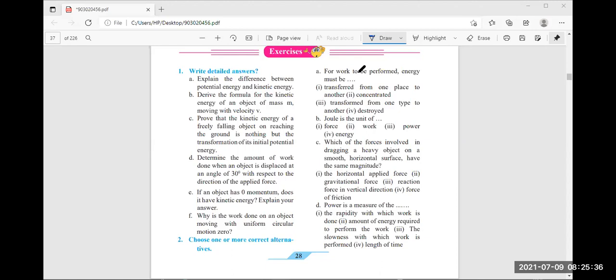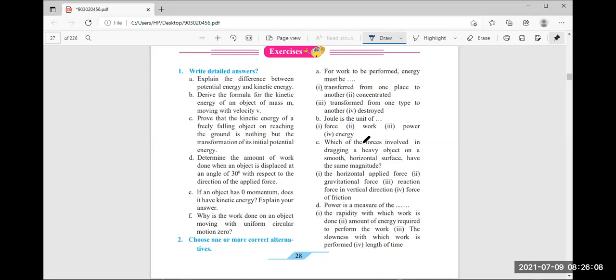Concentrated will not be the answer. Transform from one type to another: we are speaking about work done, so we can't write this answer. When we speak about the law of conservation, that time it's okay. But destroyed, we are not destroying it. So the first answer is correct. Okay, understood? Yes, sir. And sir, for the third one they have told to choose 2 correct options. Yes. A transfer from one type to another.